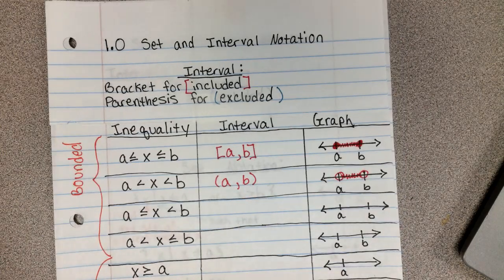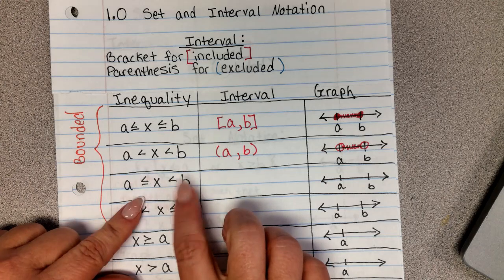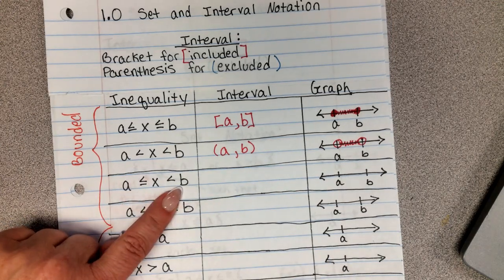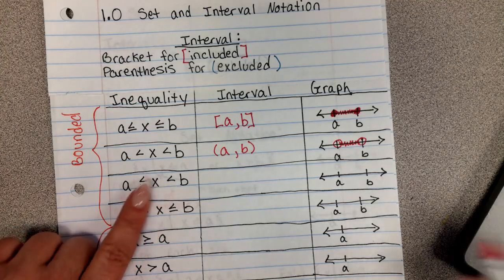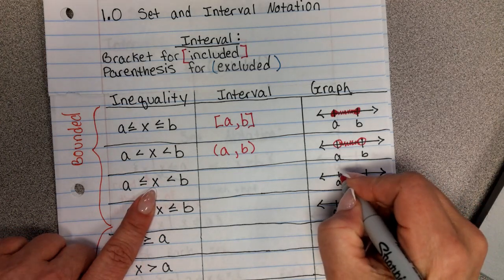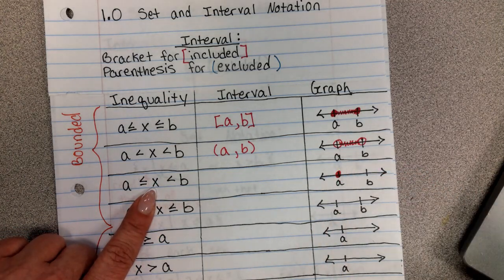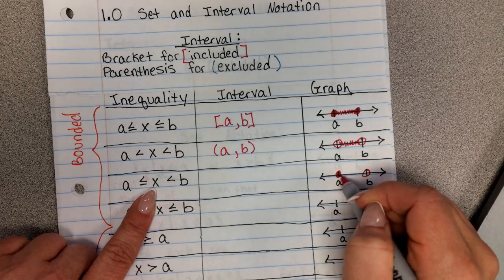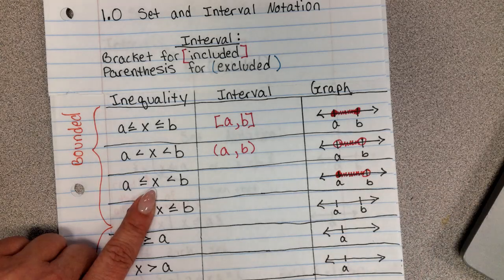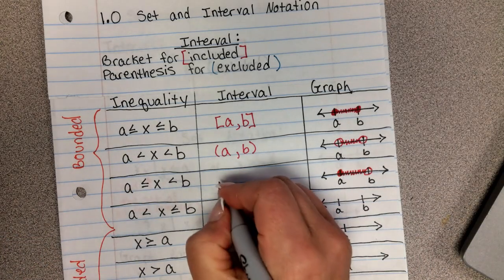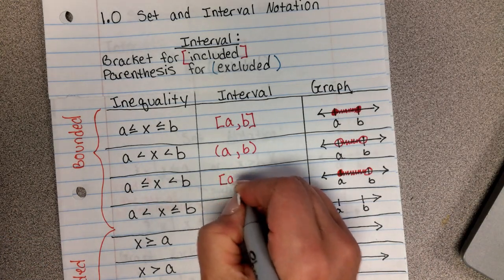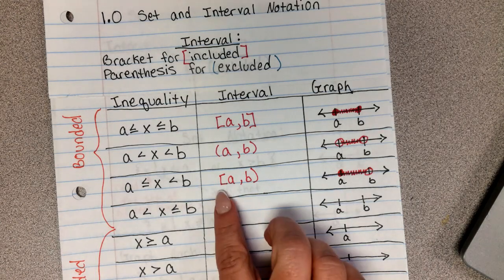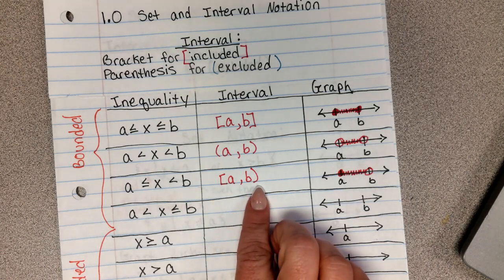All right. What's great about this is you can put them together. Let's say A is included, but B is excluded. That's cool because I can still use all the numbers between. I want to include A, so that would be a closed circle. I want to exclude B, so that would be an open circle. And I'm looking for the numbers between. So I'd say including A, but not including B: a bracket for A, comma, parenthesis for B.